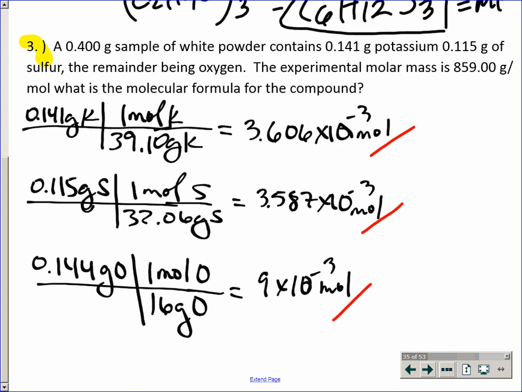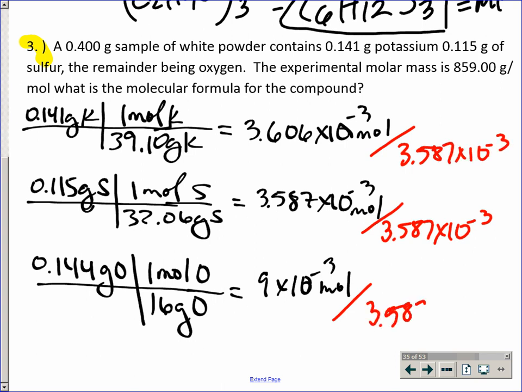Divide by who? So we have 0.00358, 0.0036, and then 0.009. Who's the smallest? Sulfur, definitely sulfur. 3.587 times 10 to the negative third. It's going to be relatively close on this top one, but you're still going to do it. So this one's definitely 1. What's the top one? I got 0.005, but we're going to round that down to 1.